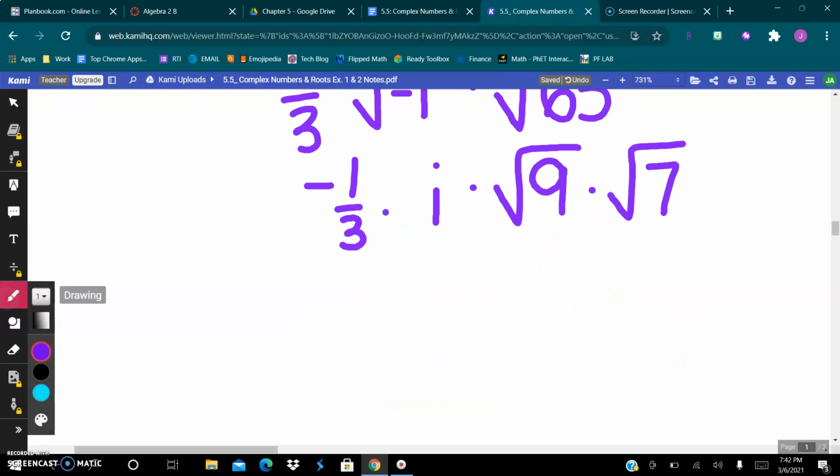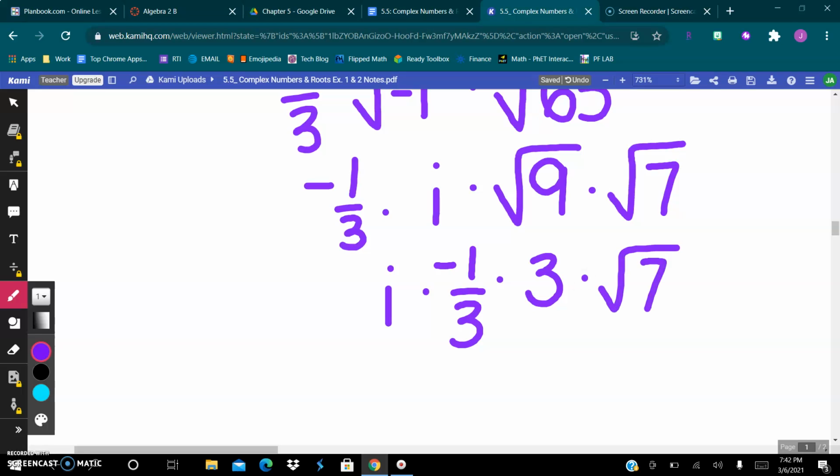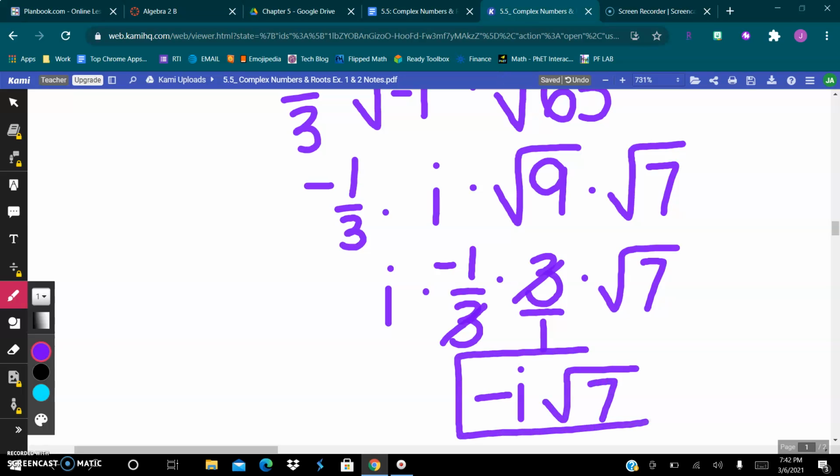Then the square root of 9 is 3, and we have to multiply that by negative 1/3. We also have to multiply that by i and by the square root of 7. So I'm going to worry about the fraction and 3, negative 1/3 times 3 right now. I'm going to make 3 into a fraction. On an angle, those cancel, and I have negative 1 over 1, which would be negative 1. So I have negative i, or negative 1i, and square root of 7 left.